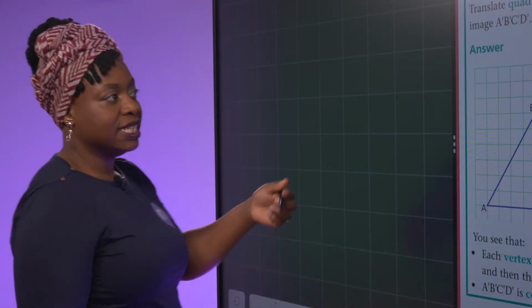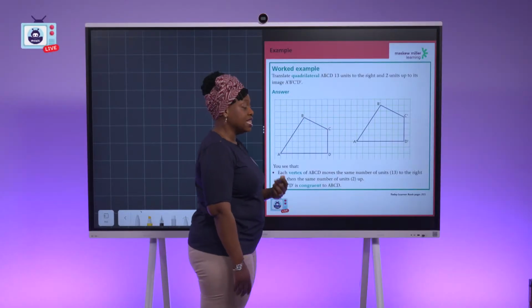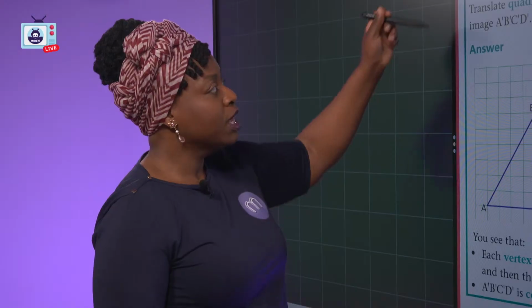Okay, so let's read it together. Remember, I always say that this is a doing subject, so we have to do it together. You cannot just sit and wait. You have to have everything, and as I move, you move. As I draw, you draw, because this is what you're going to have to do when you are writing your examinations or your term tests.